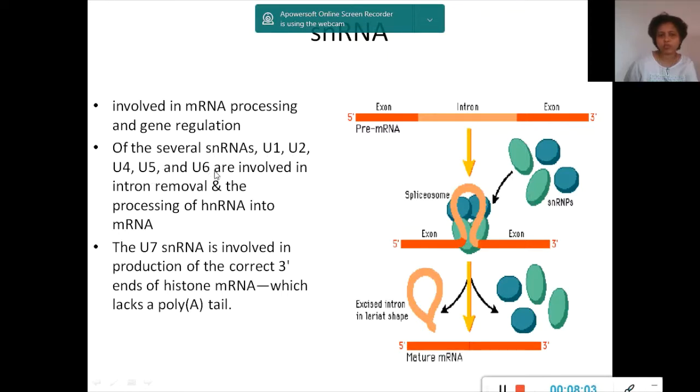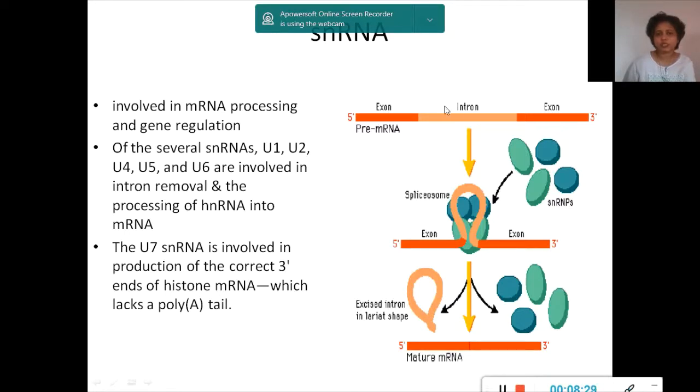The snRNAs U1, U2, U4, U5 and U6 are mainly involved in intron removal. And the processing of the hnRNA into the mRNA is also done with the help of these snRNAs. The U7 snRNA is mainly involved in the production of the correct 3' ends of the histone mRNA, which lacks a poly A tail.